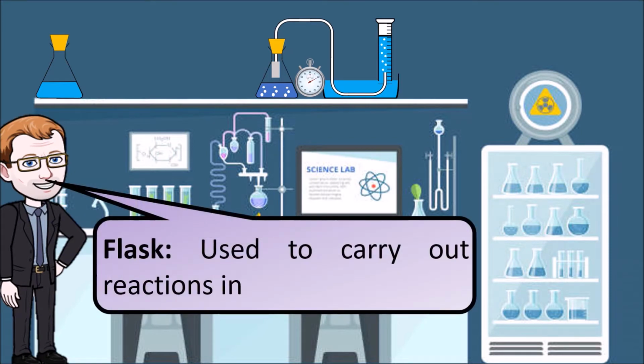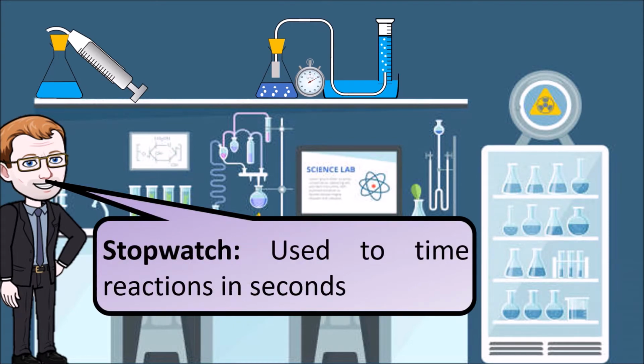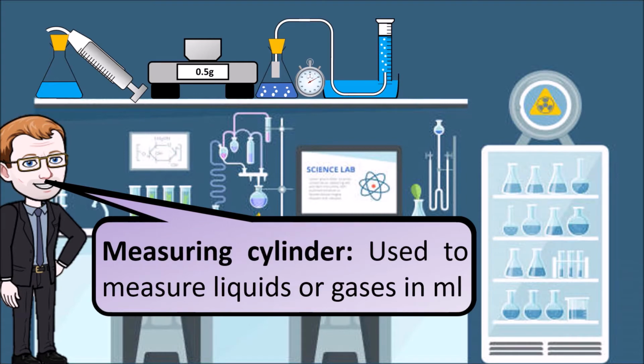So flasks are used to carry out reactions in. Gas syringes are used to measure the amount of gas produced very precisely. A stopwatch is used to time things in seconds. A balance measures the mass of reactants in grams or milligrams. A measuring cylinder is used to measure the amount of a liquid or a gas in milliliters.